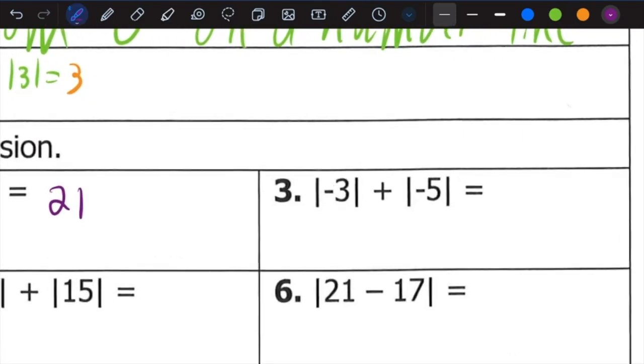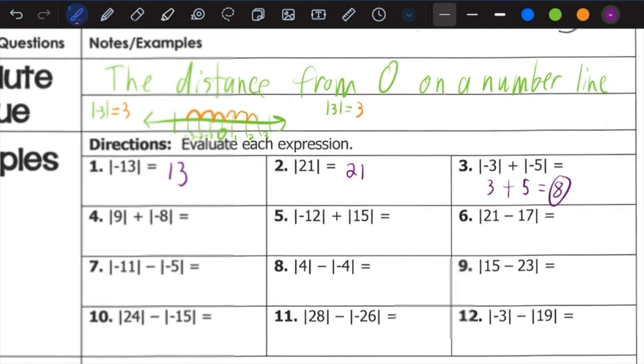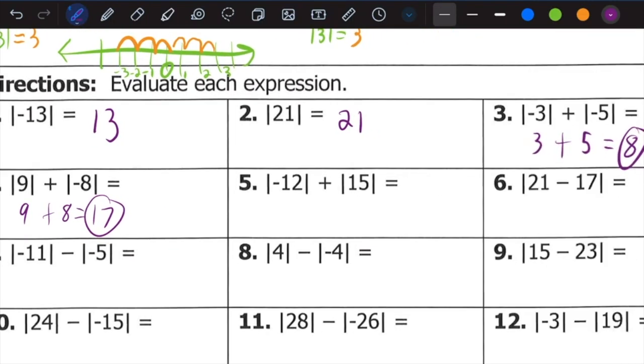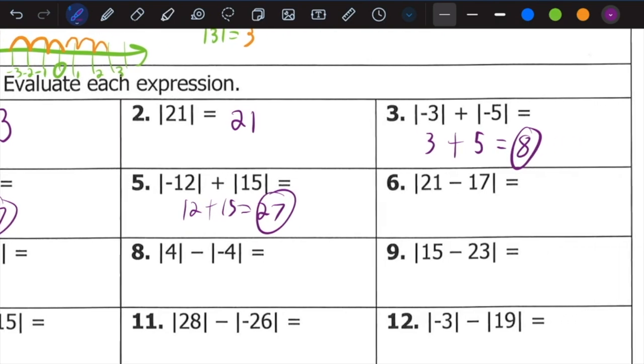So number 3 here, the absolute value of -3 is positive 3. The absolute value of -5 is positive 5. So this is really positive 3 plus positive 5, or 8. I would encourage you to go ahead and pause the video, try as many of these as you can on your own, and then resume the video to compare answers or get further guidance as needed. Number 4, positive 9 and positive 8, because the absolute value of everything makes everything positive. So 9 plus 8 is 17. Number 5, we get positive 12 plus 15, and that's 27.